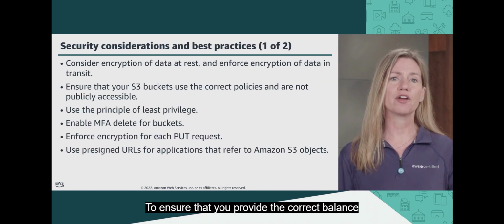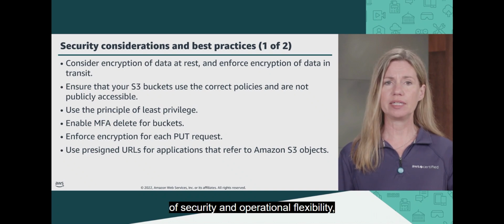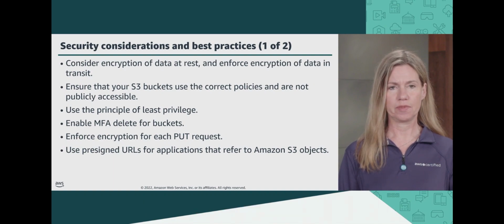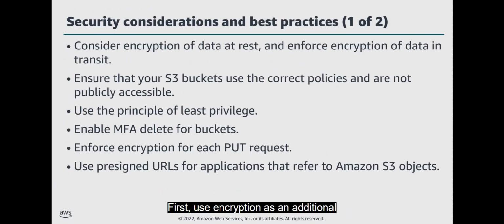To ensure that you provide the correct balance of security and operational flexibility, AWS recommends the following best practices when using Amazon S3. First, use encryption as an additional access control to complement the identity, resource, and network-oriented access controls already described. AWS provides a number of features that can help you to easily encrypt data and manage the keys. All AWS services offer the ability to encrypt data at rest and in transit. Next, use bucket policies along with IAM policies to protect resources from unauthorized access and to prevent information disclosure, data integrity compromise, or deletion.